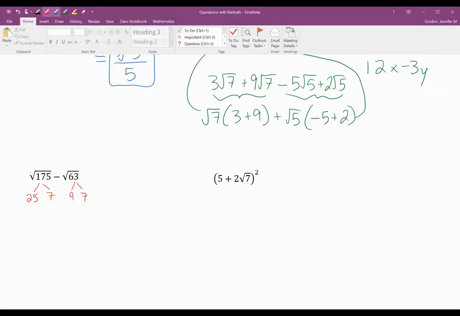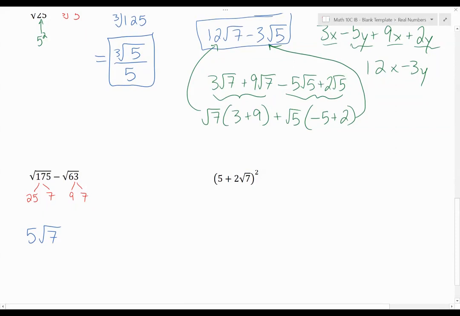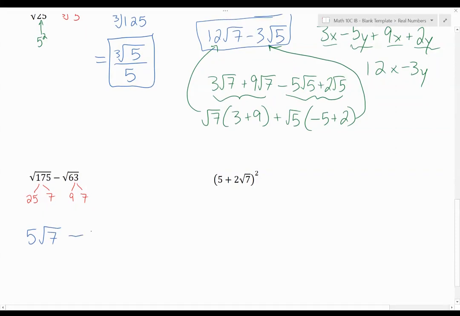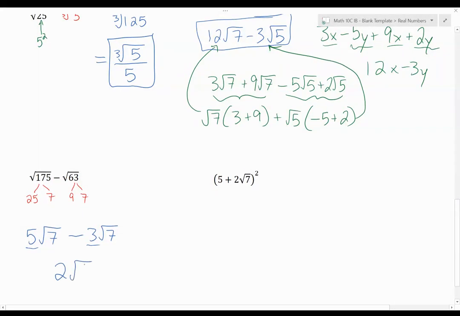So that means that I can express root 175 as 5 root 7 because it's the square root of 25 times the square root of 7. And I can express root 63 as 3 root 7 because it's the square root of 9 times the square root of 7. Now they are similar terms, so I can subtract the coefficients. 5 minus 3 is 2 root 7.